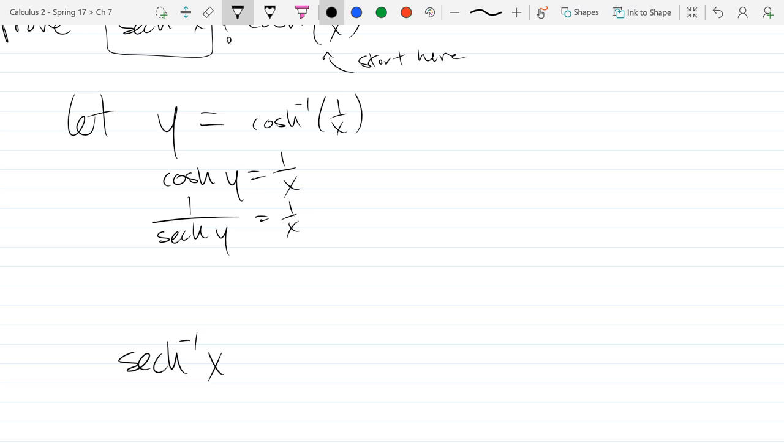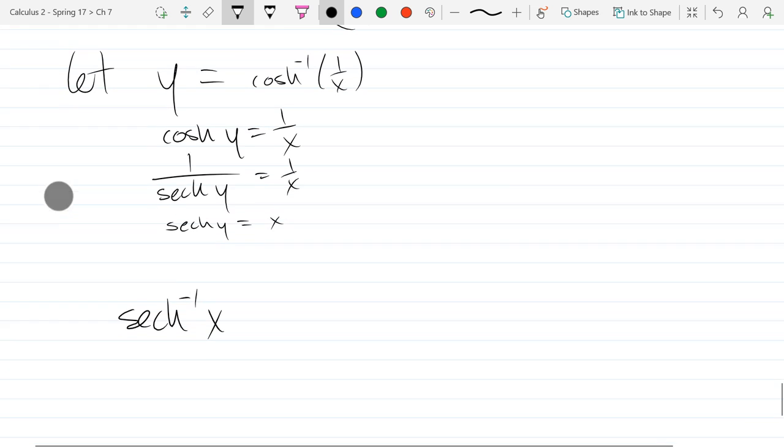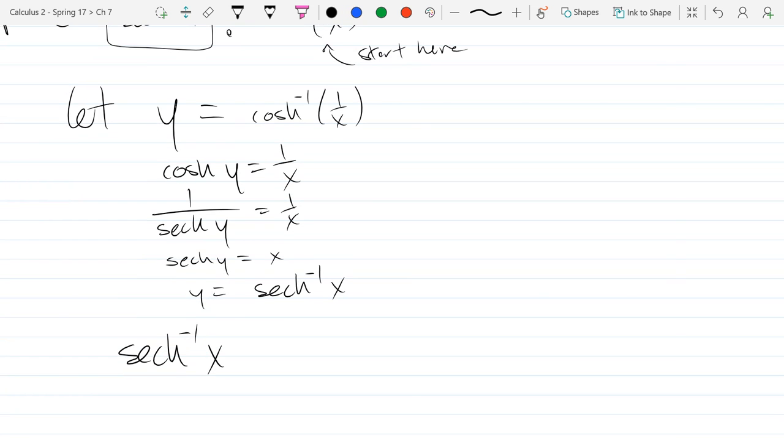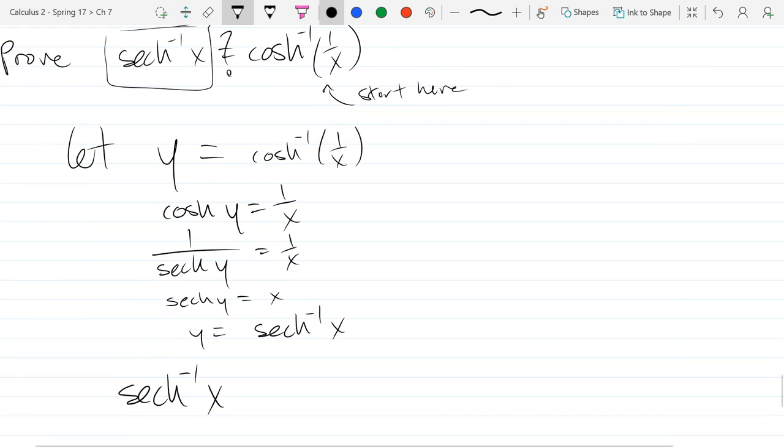Now, I'm trying to solve for secant hyperbolic inverse, so I have to reciprocate both sides. So I'm going to take both sides and flip them over. Sech y equals x. And what is the last step I need to make? You need to put the secant hyperbolic on the other side. So I need to move the function to the opposite side by taking the inverse. So this means y equals sech hyperbolic inverse of x, which is what we wanted to find. So that was the secant hyperbolic inverse x.